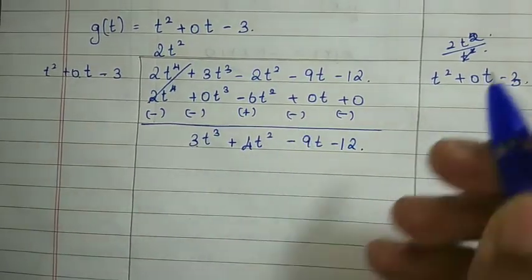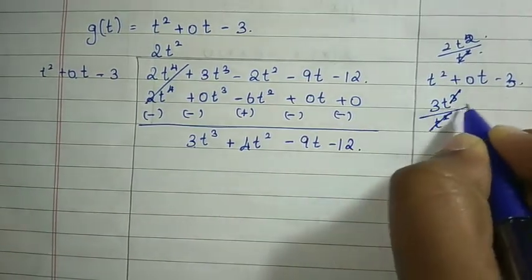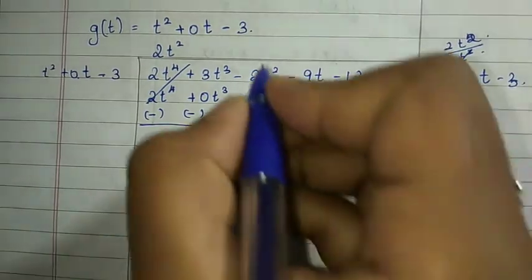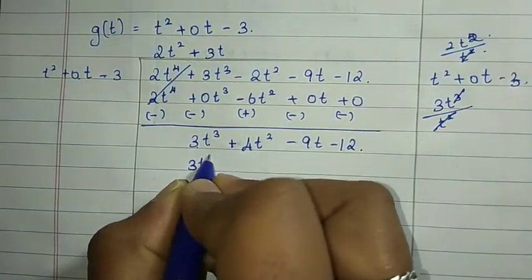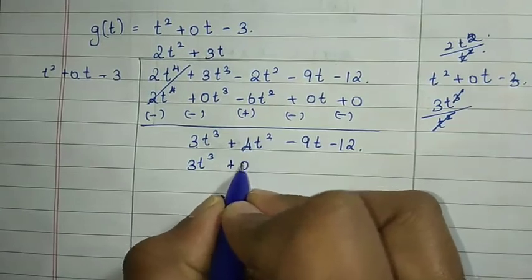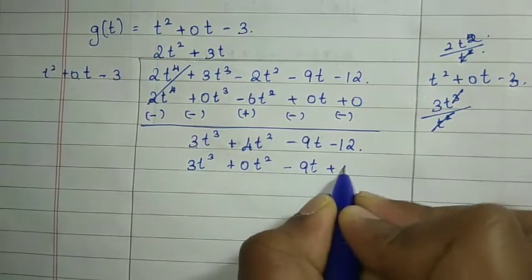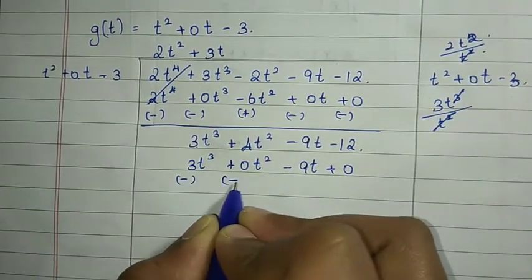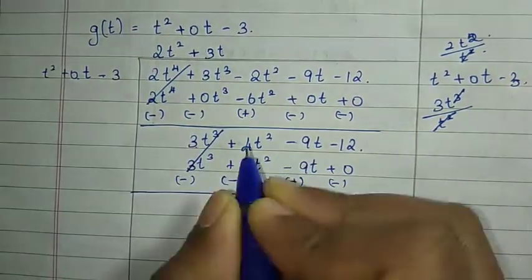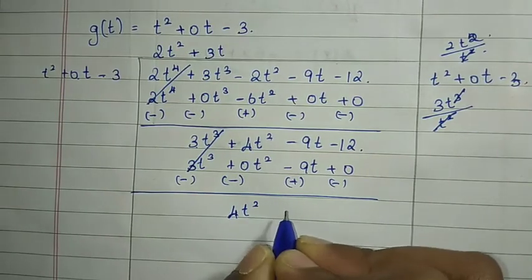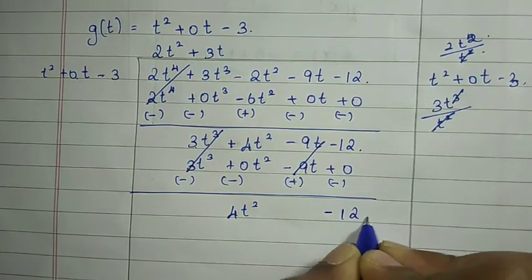So now I have t square. I should have 3t cube, isn't it? So I will be cancelling this. So I have to add 3t in the quotient, 3t. 3t into t square is 3t cube, and here it is plus 0t square minus 9t plus 0. I will be changing the sign, plus minus. So this will get cancelled. 4t square, and this also will get cancelled. So here I will have minus 12.